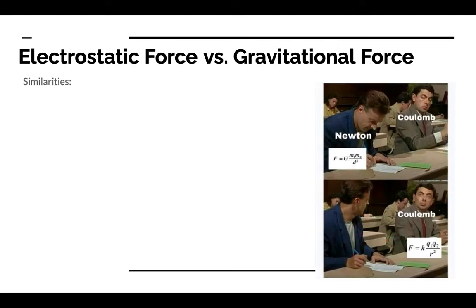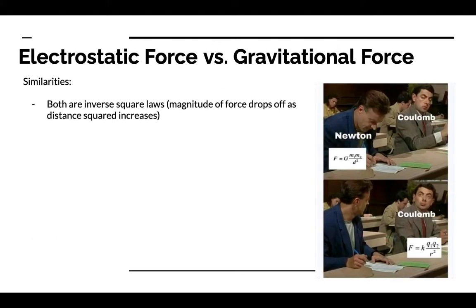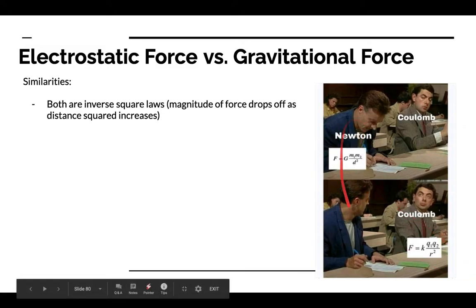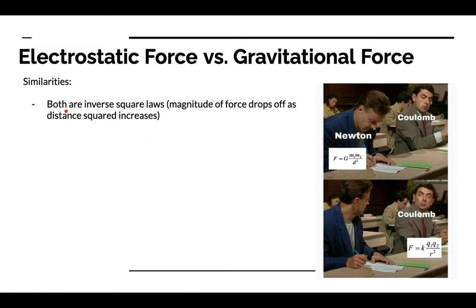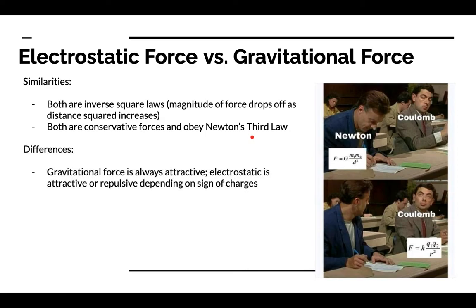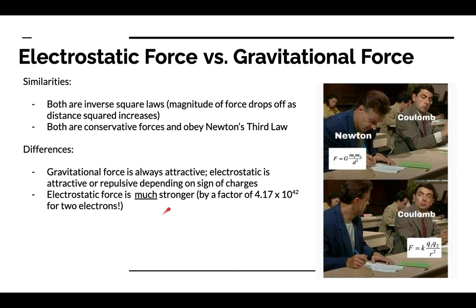So the electrostatic force versus the gravitational force: they look awfully familiar, to the point that we have this little meme right here. Similarities: both are inverse square laws. The magnitude of the force drops off as the distance squared between the two objects increases, and both are conservative forces and obey Newton's third law. The differences: the gravitational force is always attractive, while the electrostatic force is attractive or repulsive depending on the sign of the charges. The electrostatic force is much stronger, by a factor of approximately 4.17 times 10 to the 42nd for 2 electrons.